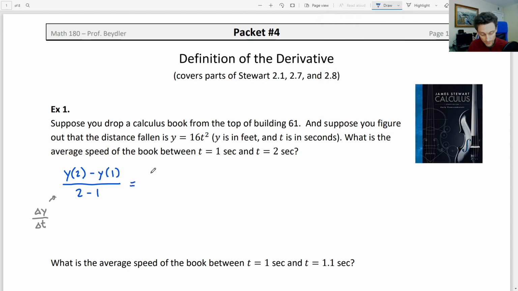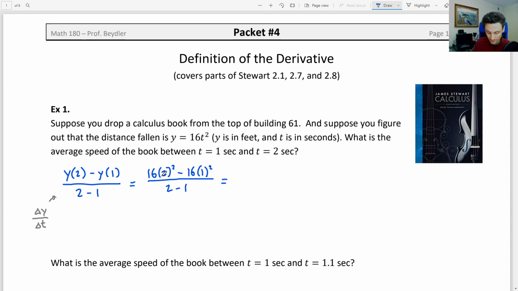So y of 2 would be 16 times 2 squared. We're just taking 2 and plugging it right into the y function, thinking of it as a function. And then plug 1 into the y function. Now here I'm just going to leave it as 2 minus 1 because we've got a lot of stuff going on up here too.